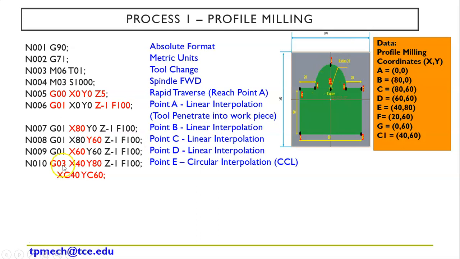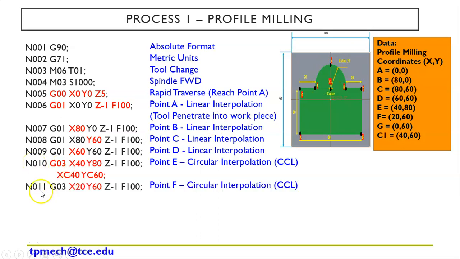So what do we do? Like N10, I need to write again N011, G03, and the F value is 20, 60. Right, Z equal to minus 1, F equal to 100. Here also the center, you see, X center 40, Y center 60. Right, so you may ask one question: why do I go with D to E, E to F? Directly I can go with D to F. Yes, it is possible. If we remove this 10th line, it will go correctly.